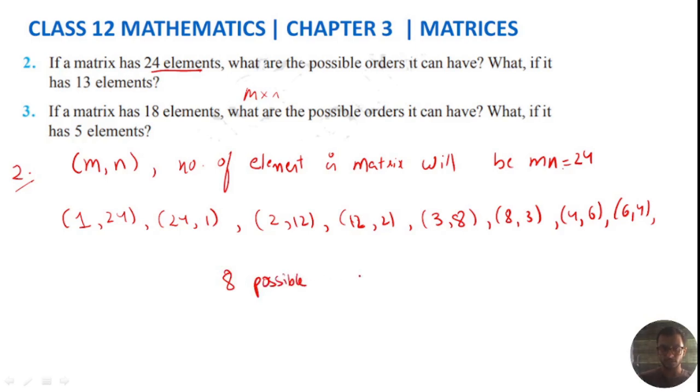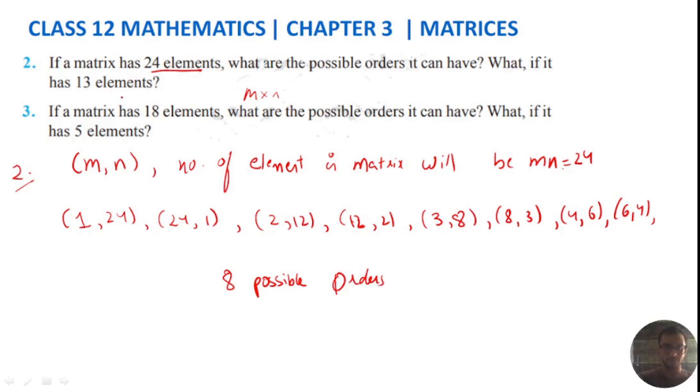Let me check it again whether I am done with everything yet. 1, 2, 3, 4, 6, 8, and 24 and 12. Yeah, everything is done. 8 possible orders, right? So we are done with the first part of question 2.